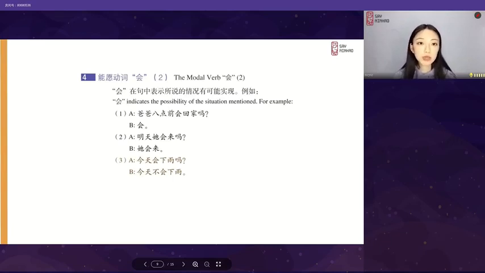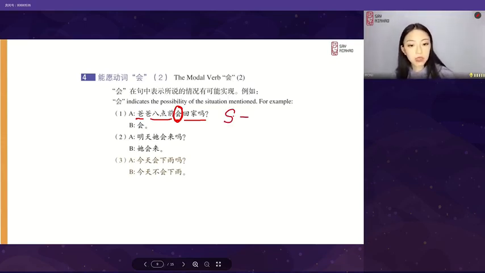We've learned it before, which indicates the situation, the skills, the ability you learned. And this time, the modal verb 会 is indicating the possibility of the situation you are talking about. For example, first one, 爸爸八点前会回家吗? It means, will father come back home before 8 o'clock? So it is actually talking about the possibility of father coming back home before 8 o'clock, right? 会回家吗? So we will put the 会 before the verb.